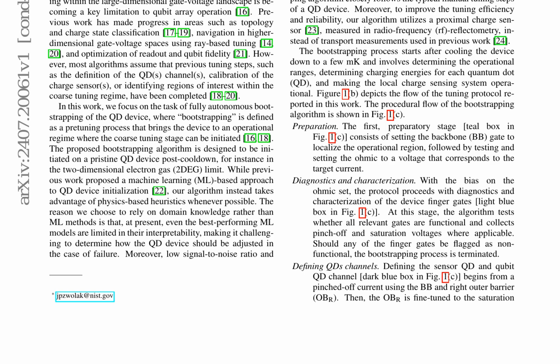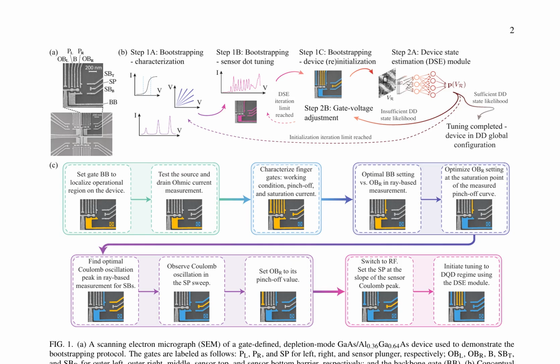The research paper presents a novel bootstrapping protocol for tuning a gate-defined, depletion mode gallium arsenide, Al 0.36 Ga 0.64 As double quantum dot, DQD, device. This protocol efficiently initializes and configures the DQD device for quantum computing operations. The bootstrapping process involves preparatory setup, device diagnostics, sensor tuning, and coarse tuning.